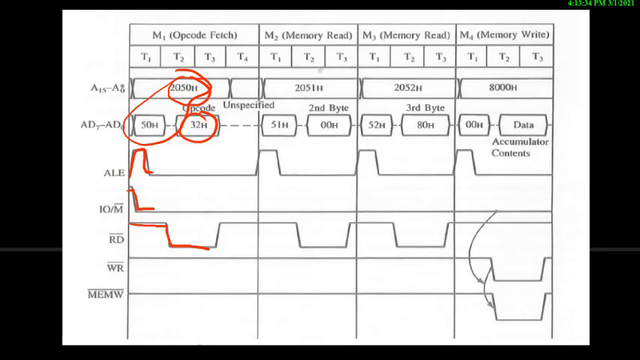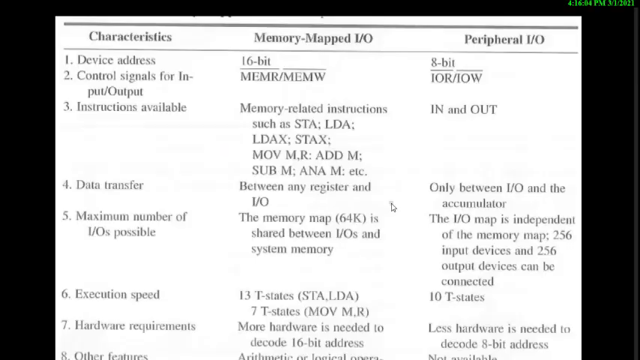Then we have the memory read operations. So we have 2051. It has to read the memory locations 2050 and 2051. This address, 00 and 80 combined, becomes 8000. This 8000 is used in the fourth machine cycle, which is a memory write machine cycle. In this case, the data from the accumulator is stored in the memory location. You can see the final state, this is memory combined with write, and we get this memory write cycle.